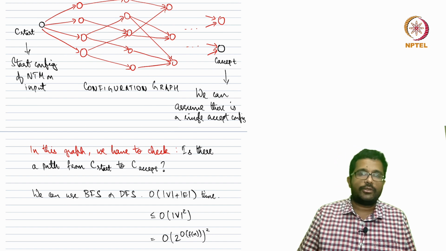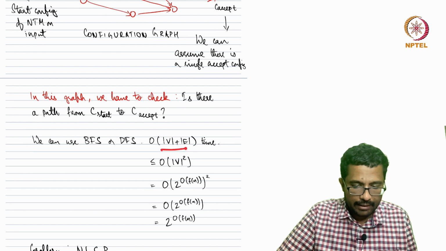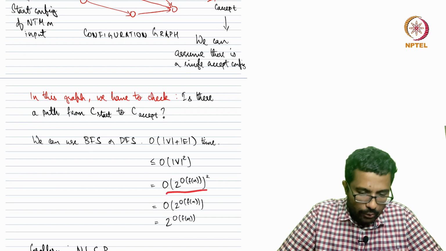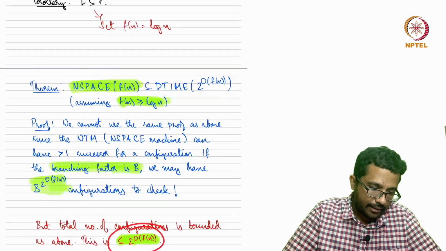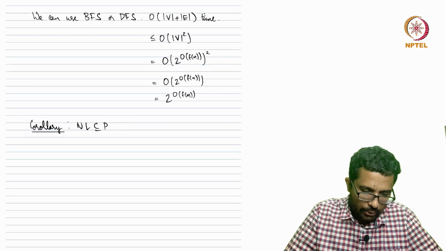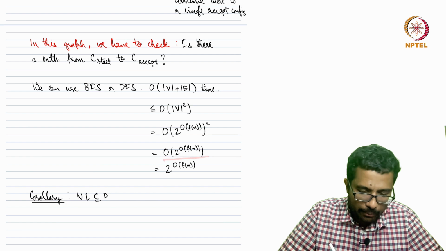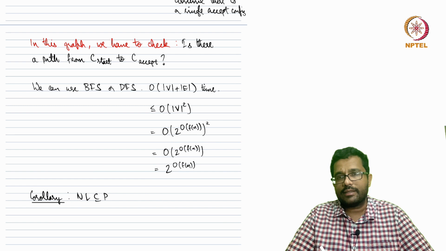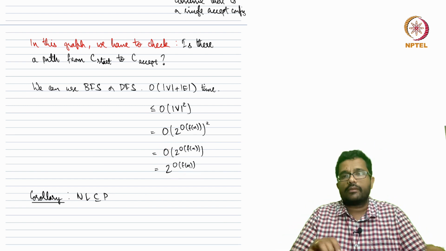We can just use breadth first search or depth first search, which runs in linear time in the size of the graph. So V plus E time, which is upper bounded by V squared time, and we know the number of configurations is 2 power O(f(n)). That's something which we said here as well. So the running time of the BFS is also going to be 2 power O(f(n)). The square gets absorbed in the O here. It's just asymptotics, and even this O is unnecessary. So the running time is 2 power O(f(n)).